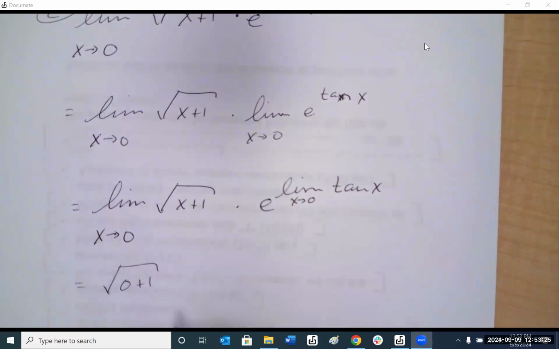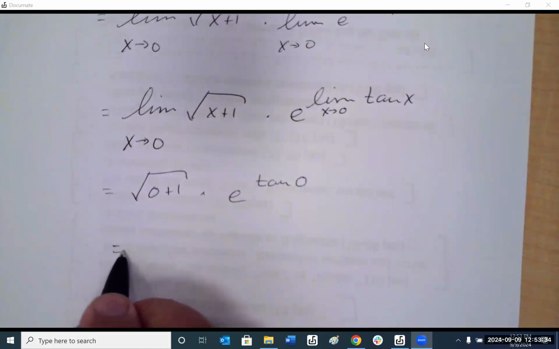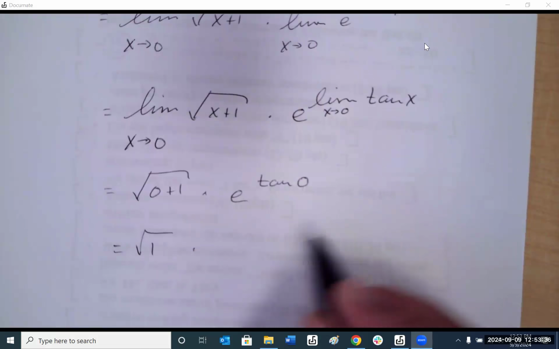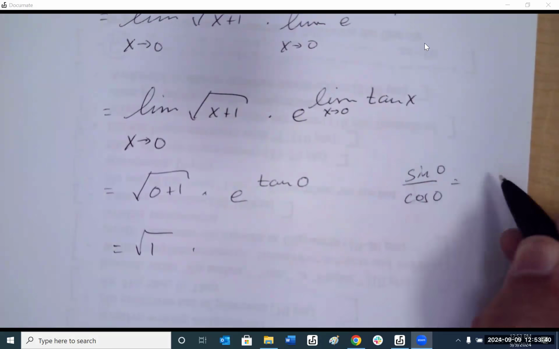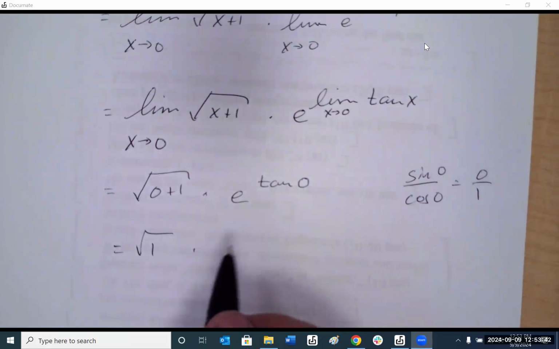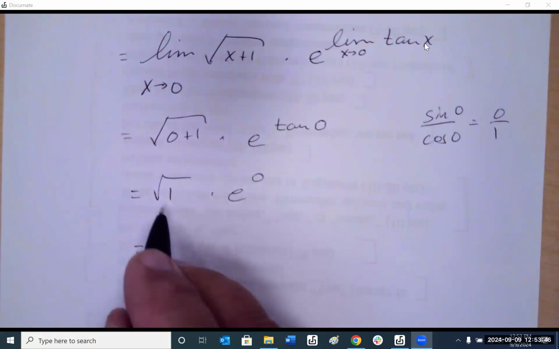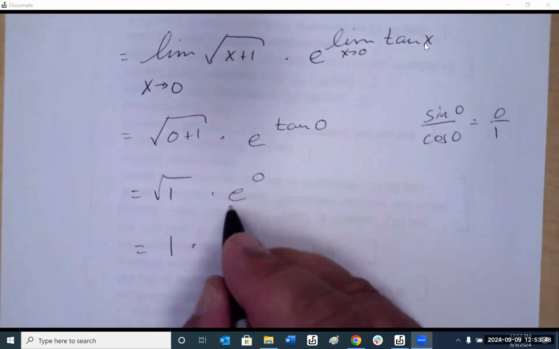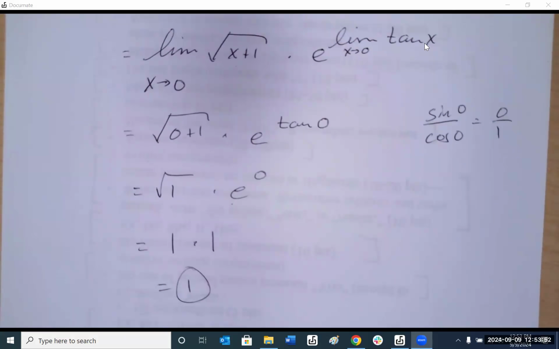0 plus 1 times e to the tangent of 0. Tangent is sine 0 over cosine 0, so it's 0 over 1. So it's the square root of 1 times e to the 0. Square root of 1 is 1. Anything to the zero power is one, so the answer is one.